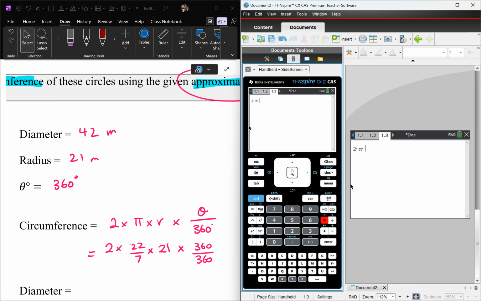Oh no, we're not using pi. Sorry, my bad. We're using 22 over 7. How do you do a fraction? This is how you do it. Press Control and press divide. So if you press Control divide, you should get a fraction template. Type 22 on the top, type 7 on the bottom, and you can move it using the arrows.